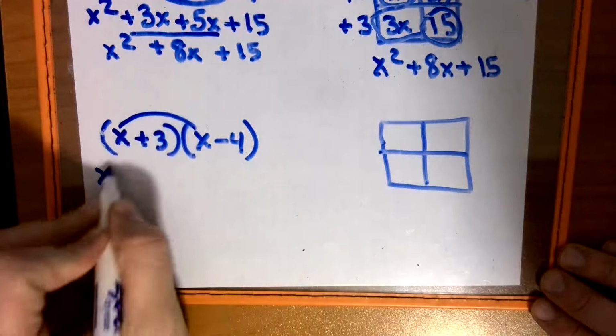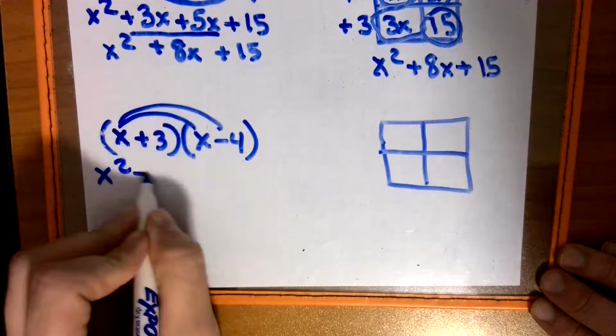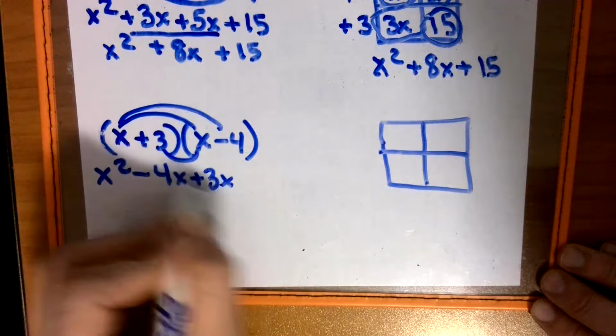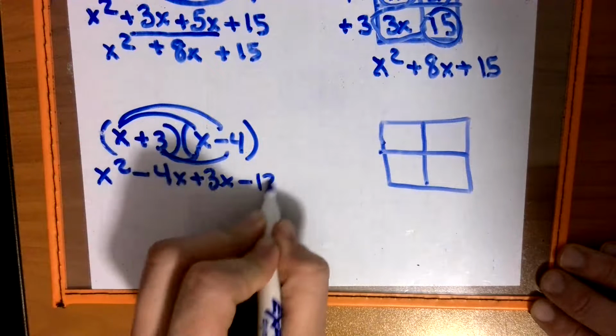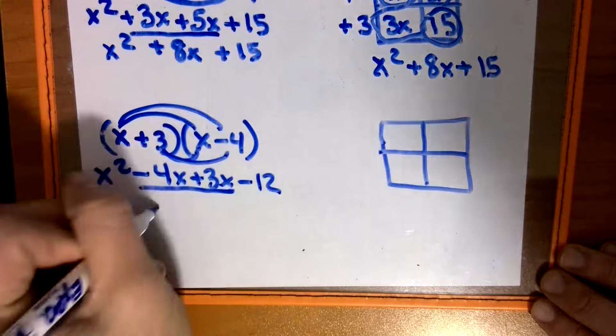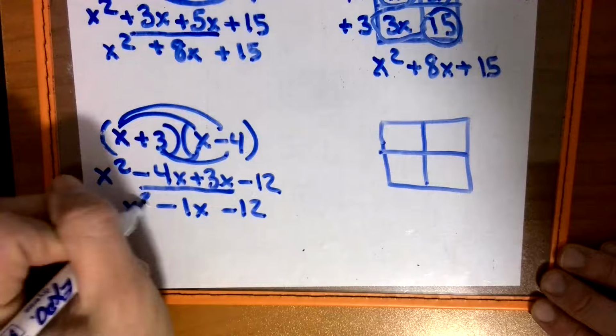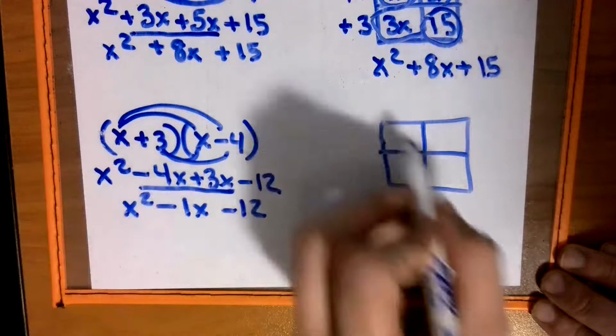First, outer, inners, last. Combine the center terms. Bad 4, good 3 makes a bad 1.